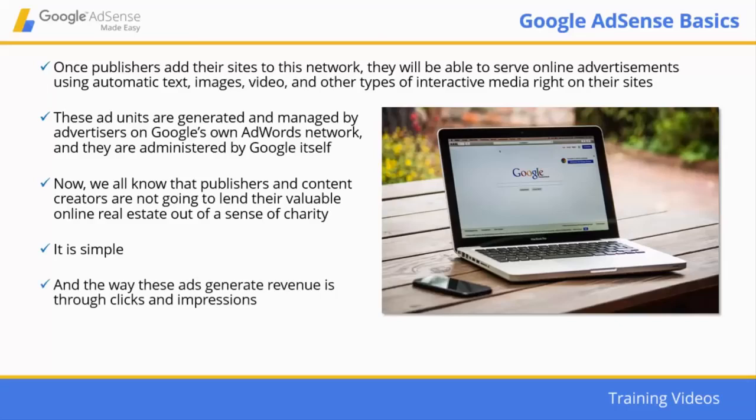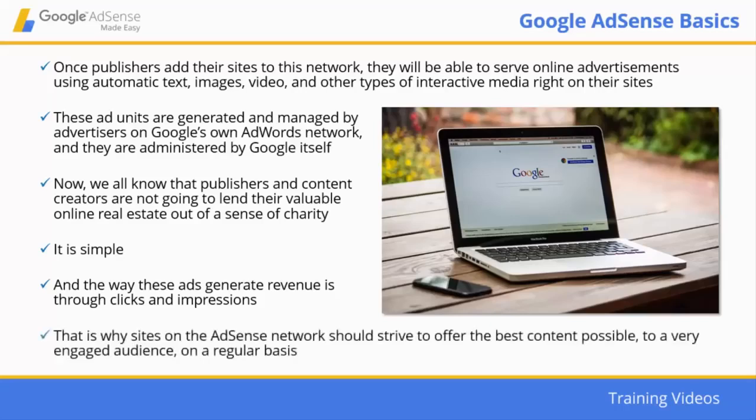Per-click revenue is generated when a visitor clicks through an ad to visit the advertiser's site or landing page, and per-impression revenue is generated per every 1,000 impressions or views on an ad. That is why sites on the AdSense network should strive to offer the best content possible to a very engaged audience on a regular basis. Want to learn what some of the most awesome benefits of using AdSense for business are? Then watch the following video to find out.